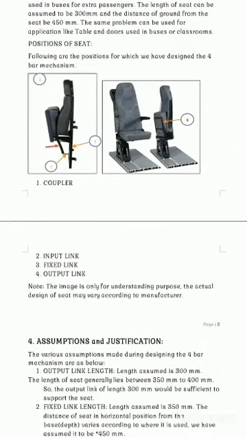The problem statement we are dealing with here is designing a 4-bar mechanism for folding of seat, which are used in buses for extra passengers. The length of seat can be assumed to be 300 mm and the distance of ground from the seat to be 450 mm. This problem can be used in preparing foldable chairs and foldable tables too, as I explained earlier.